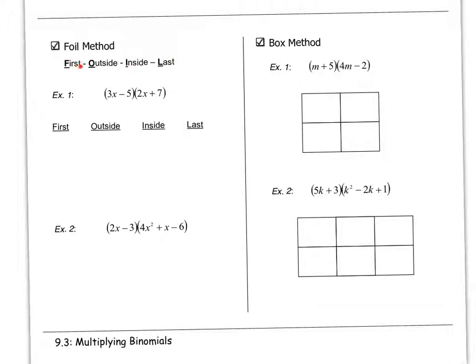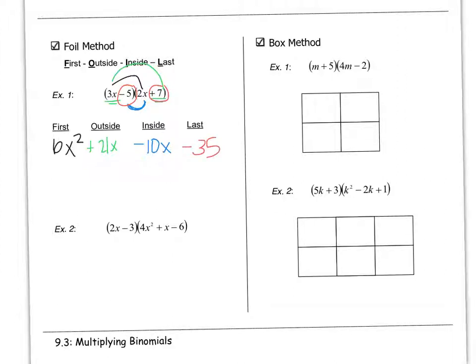So to multiply the first times first, these two are in the first part of each binomial. So 3x times 2x is 6x squared. And then outsides, these two terms are on the outside, so I'm going to multiply those. When I multiply those, I get 21x. Inside, these two are on the inside, I get negative 10x. And last, these two terms are the last one, so when I multiply those, I get negative 35.